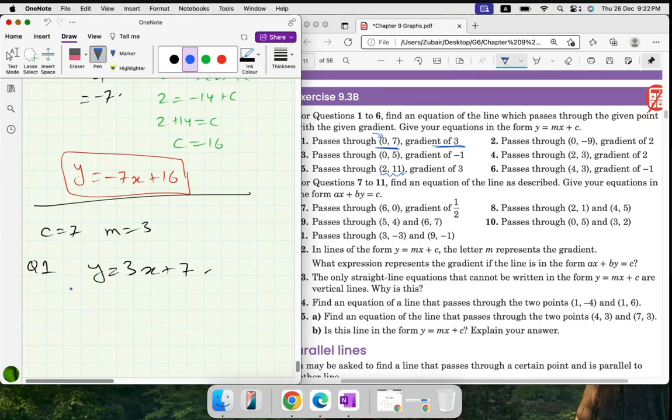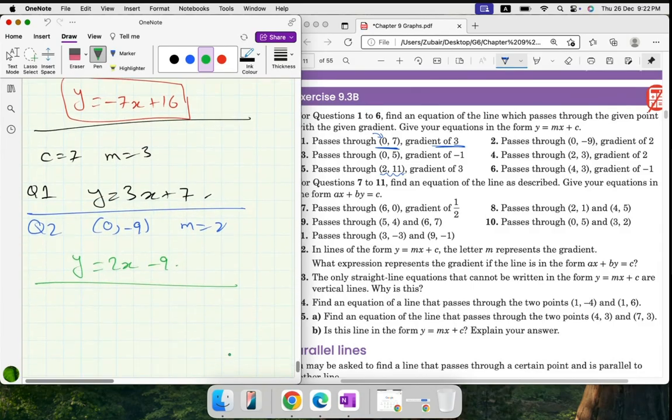I'm looking at question number 2. It says it passes through 0 comma minus 9 and gradient is given 2. So indirectly the y-intercept is given. I can write y equals 2x minus 9. Any doubt in these two questions?